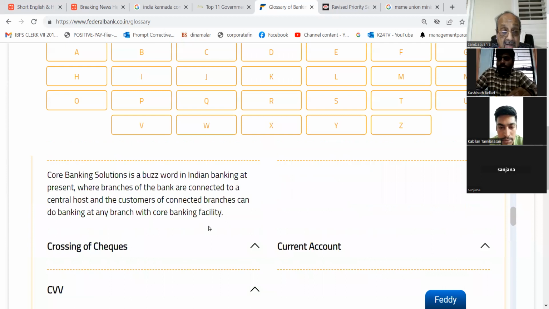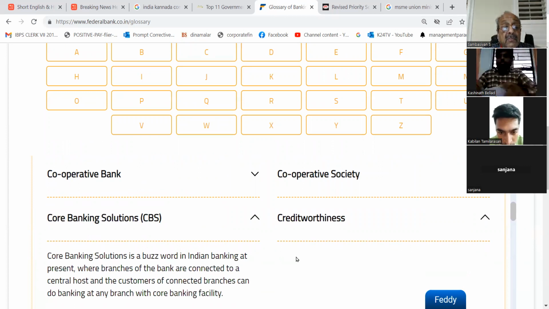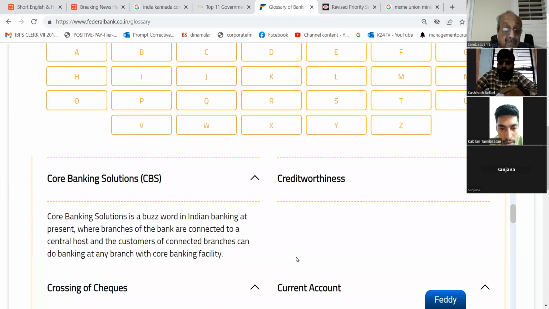Very good. Last one. This one. Core banking solution. Core banking solution is a buzzword in Indian banking at present, where the branches of the bank are connected to a central host and the customers of connected branches can do banking at any branch with core banking facilities. Very good. Thank you.